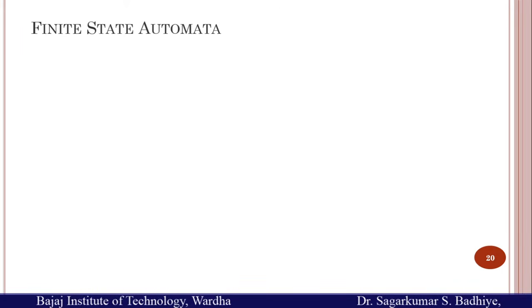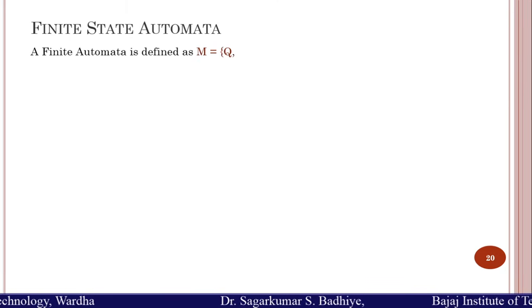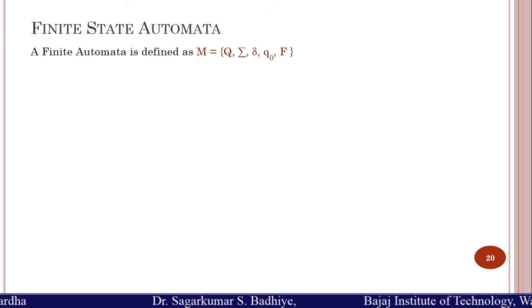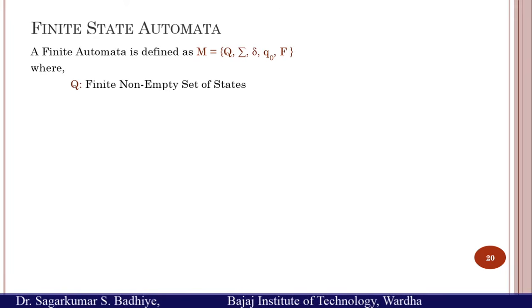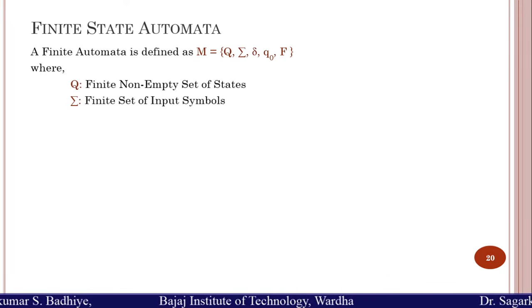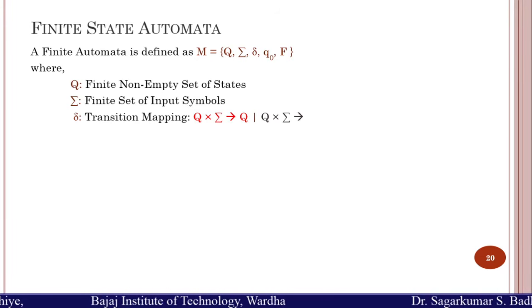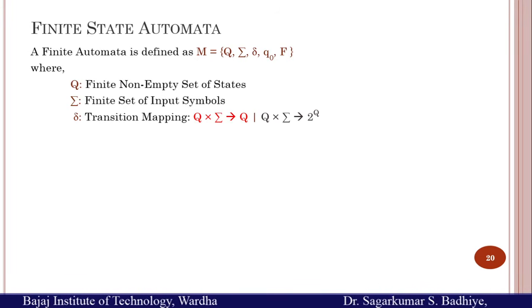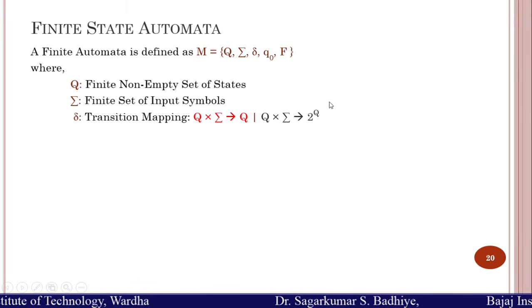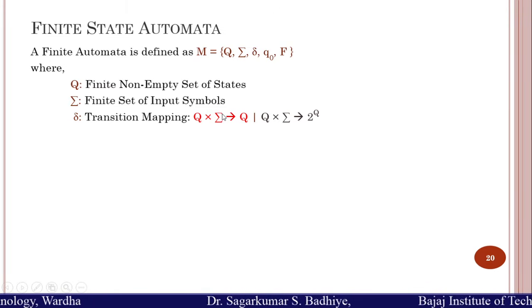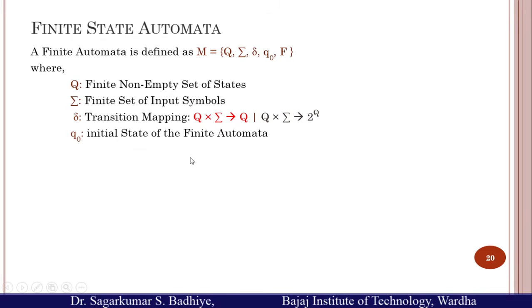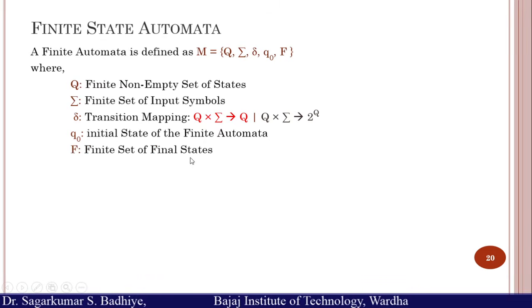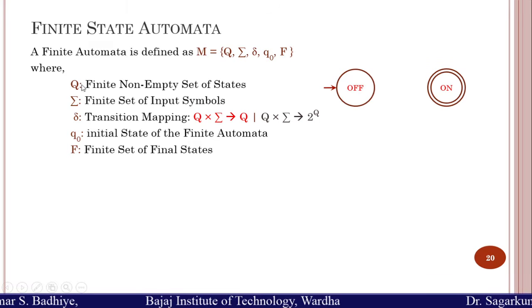Then, for this morphological analysis, we make use of finite state automata. So, finite state automata is defined as M equals Q, sigma, delta, Q0 and F, where Q is nothing but the finite non-empty set of states. Sigma is the finite set of input symbols. Delta is the transition mapping given by Q cross sigma to Q, and Q cross sigma to 2 to the power Q, which is nothing but the power set of Q. This is for deterministic finite automata, and this is for non-deterministic finite automata. Then Q0 is the initial state of the finite automata. F is the finite set of final states, which is nothing but a subset of Q.